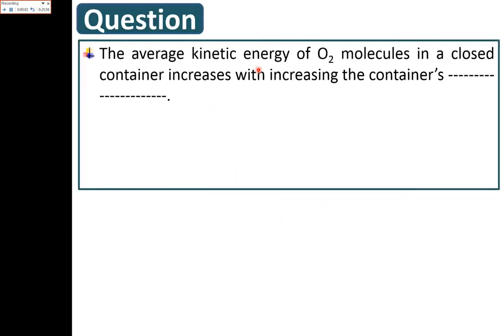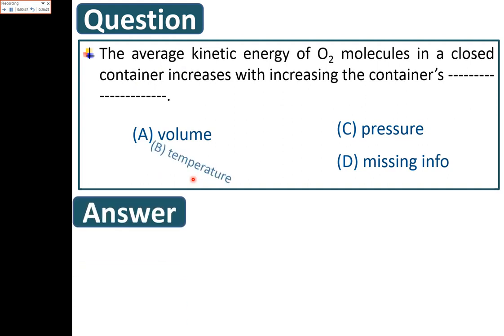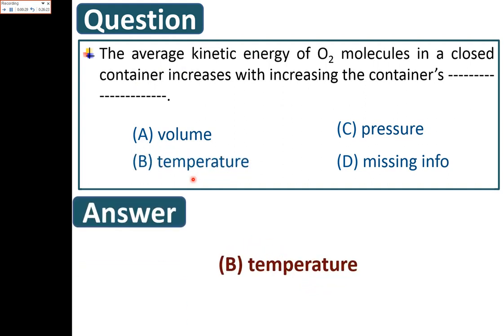The average kinetic energy of oxygen molecules in a closed container increases with increasing the container's volume, temperature, pressure, or missing info. Actually, you remember from the KMT theory that the average kinetic energy of any gas depends only on the temperature. So the correct answer will be number B, temperature.